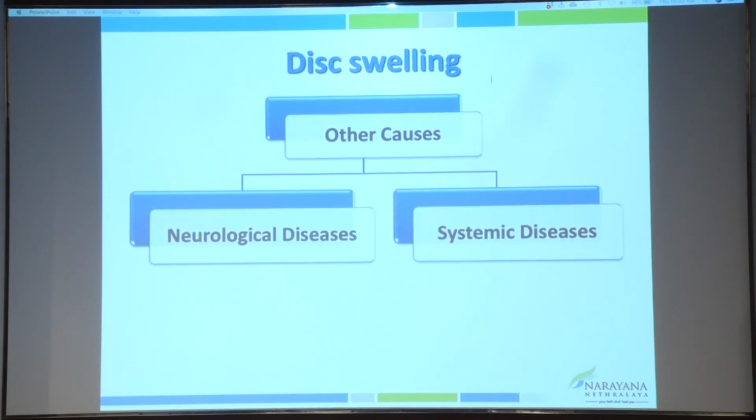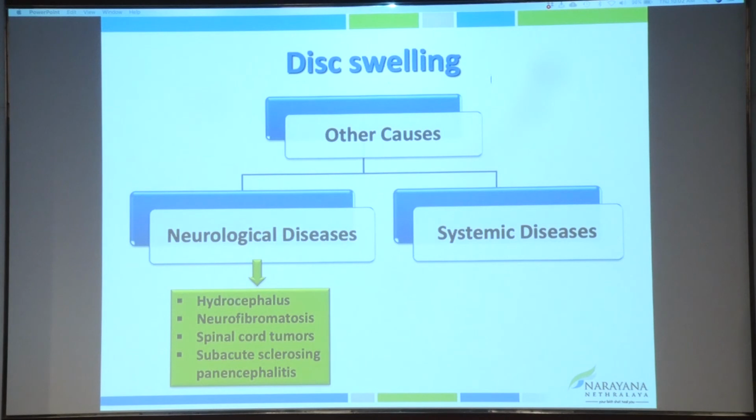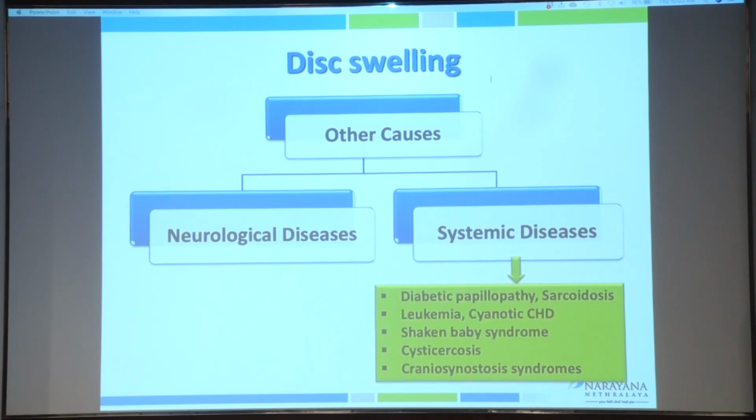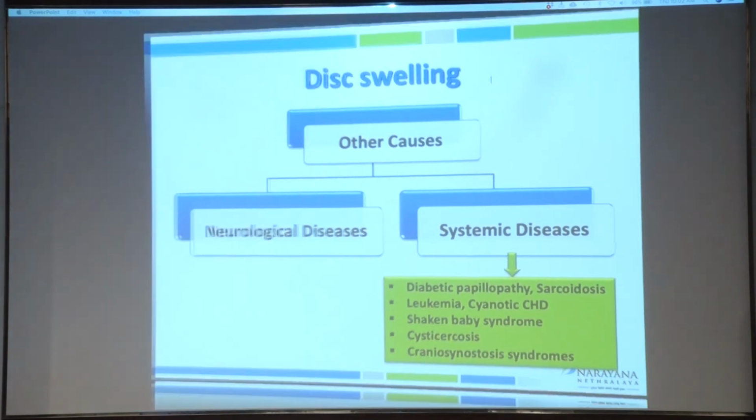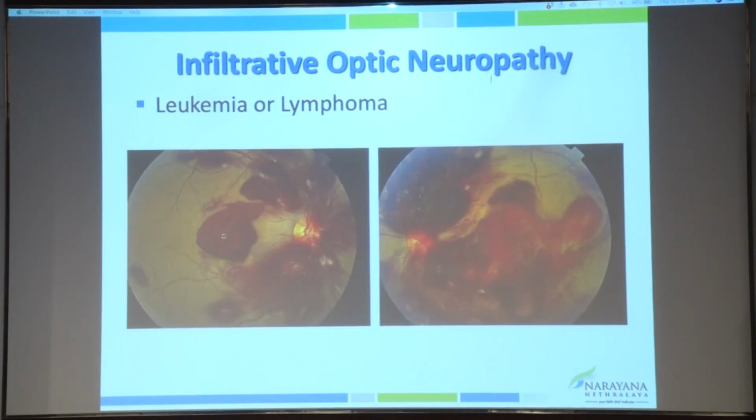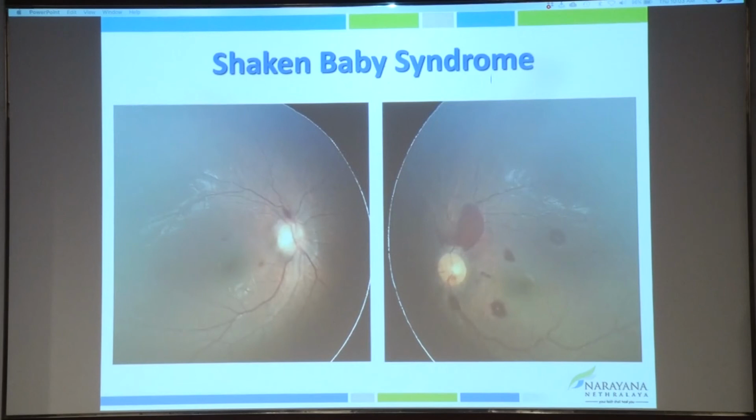And then coming to the other causes of disc edema. Neurological, you could have hydrocephalus, neurofibromatosis, spinal cord tumors, or subacute sclerosing panencephalitis. In systemic, we are looking at any of these, for example infiltrative causes like leukemia or lymphoma. You need to have a very good history taken prior to this, or somebody who's on follow-up needs immediate treatment with an oncologist. Or shaken baby syndrome, as Dr. Varshini mentioned, especially a history of trauma, and then you may see these classical Roth spots, which are typical of this kind of injury.